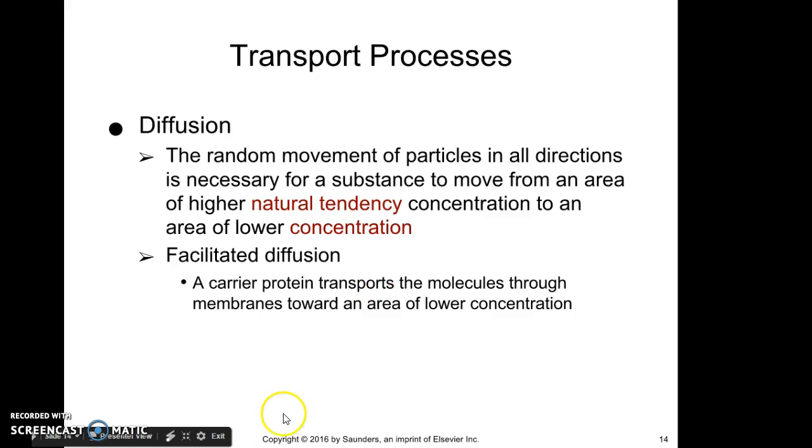to an area of lower concentration. If I were to spray some perfume and we waited a moment, it would gradually diffuse throughout the room, and the people at the back of the room would be able to smell it eventually, if it didn't become so dilute by the time it reached back there that you couldn't smell it anymore. But that's diffusion. It doesn't require any energy.